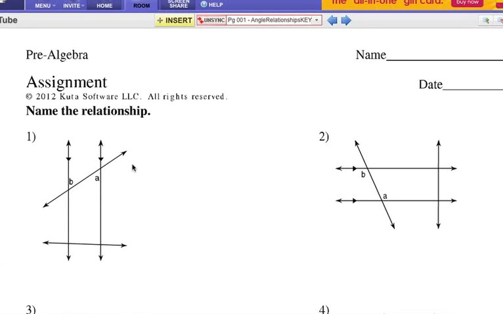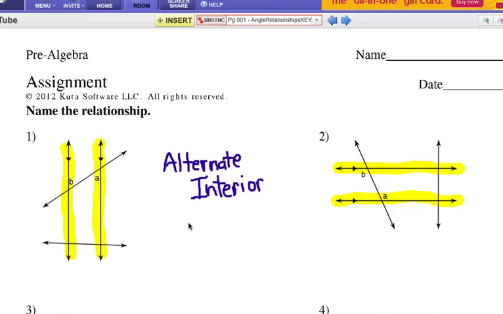In examples 1 and 2 here, notice where the parallel lines are. We've got this line parallel to this line, notice the arrow markings, and we have this line parallel to this line. So what do we call angles A and B in their relationship to each other? Those are called alternate interior angles.